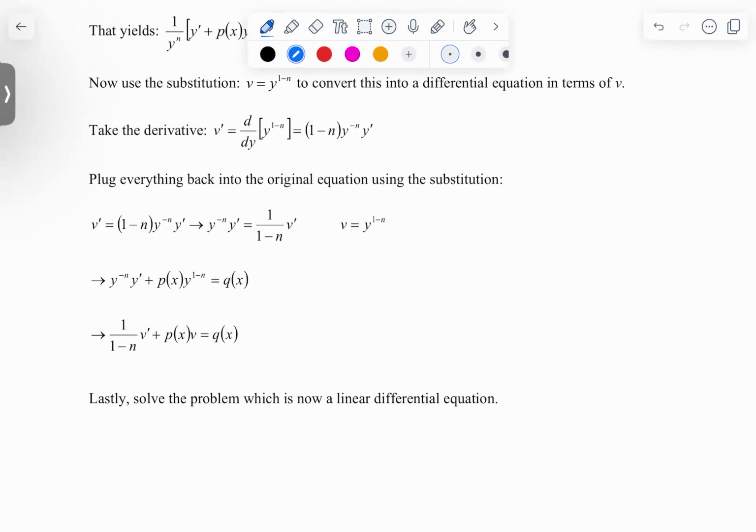We're going to be able to reduce it down to our favorite first order linear differential equation. So we're going to do a little substitution, and this is all printed in the notes.